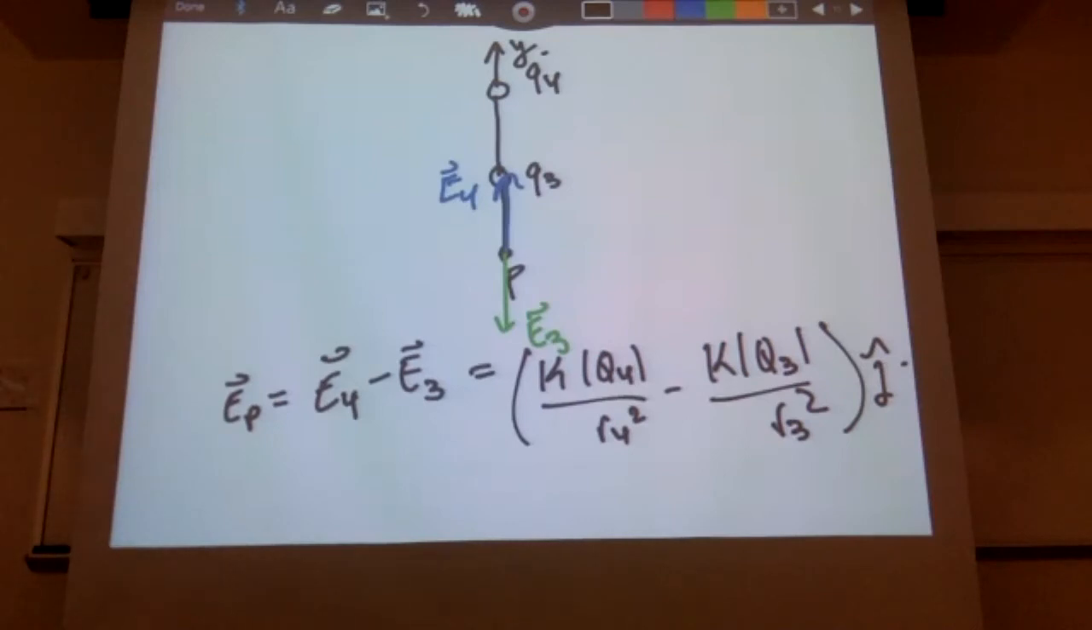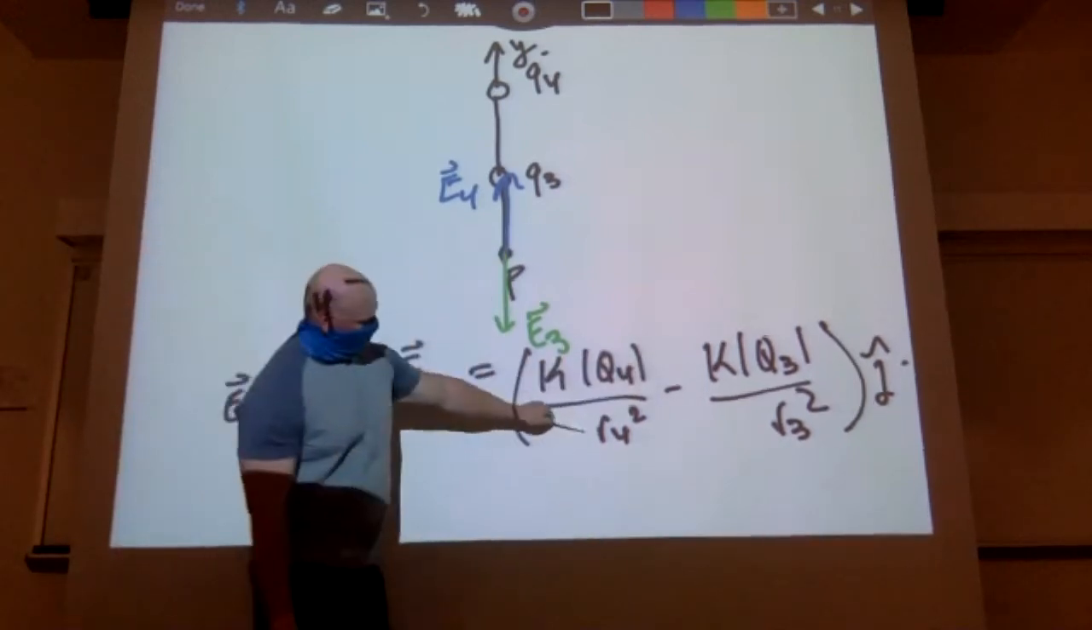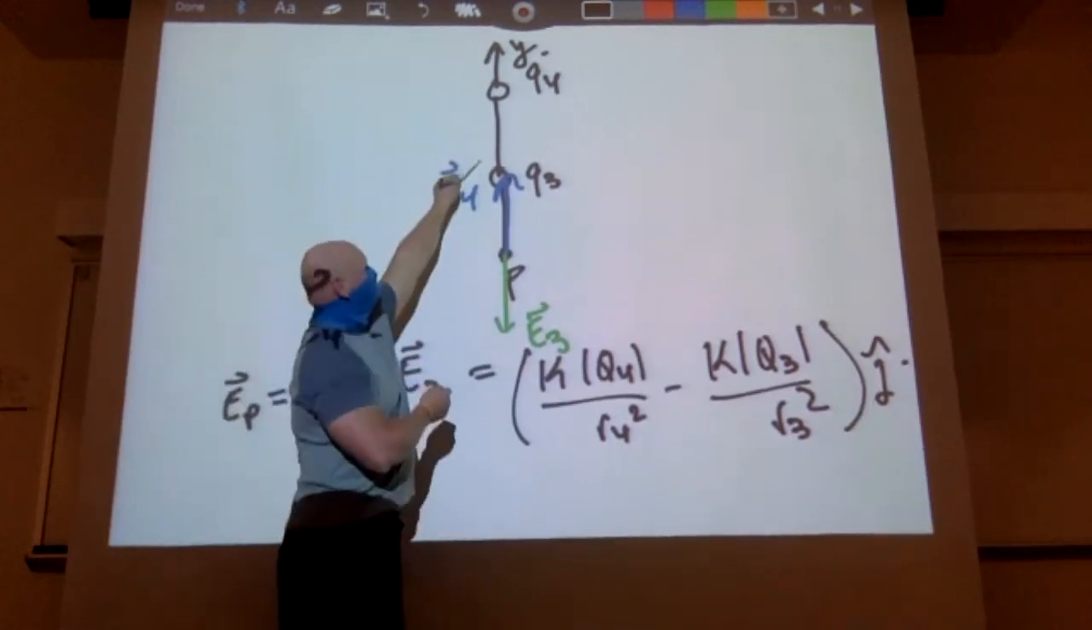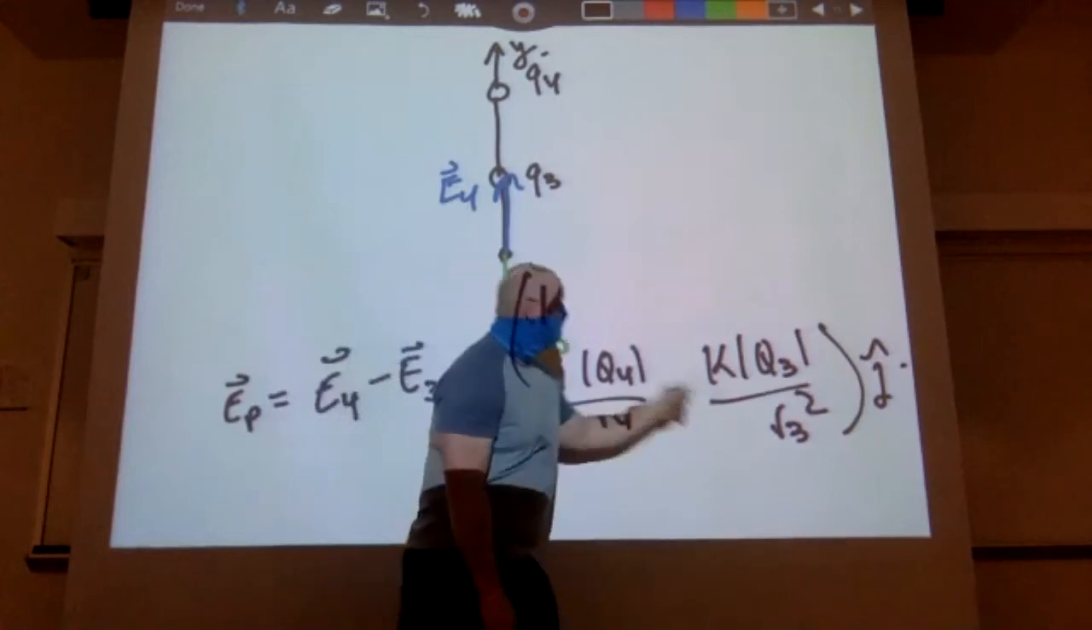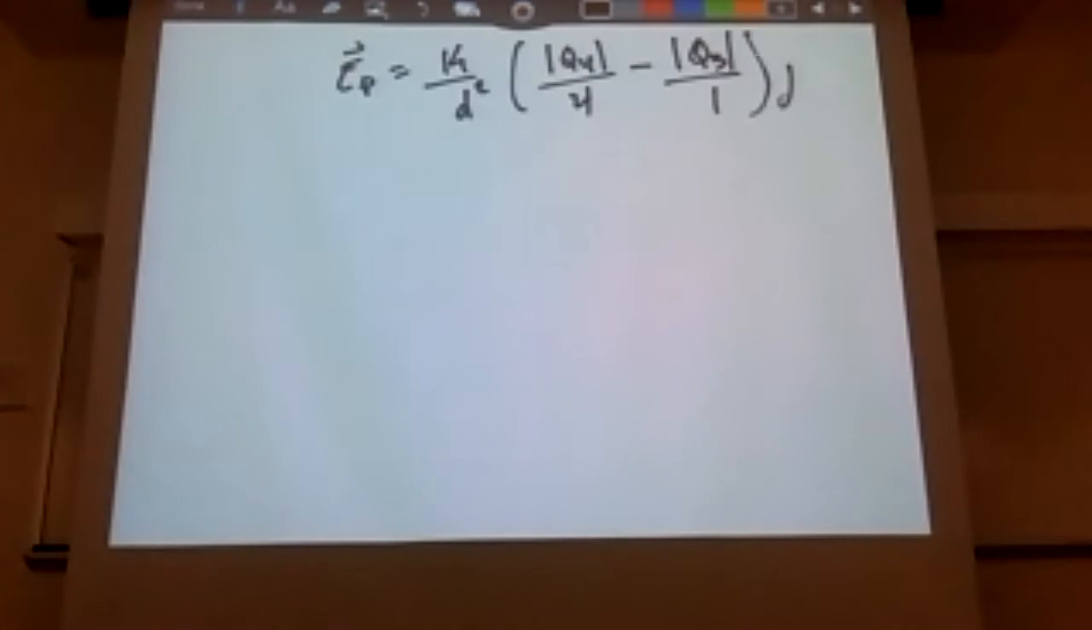Good. Now, the other thing I know is this K here is the same as this K, so I'm going to go ahead and factor that out. What I also know is that R4 here is simply 2 times D away, right? Because this is D, so that's 2D away, where R3 is simply then equal to D. Right? So let's factor all that out. So this is going to become E at P is going to be K divided by D squared times magnitude of Q4 divided by 4 minus magnitude of Q3 divided by 1, all in the j hat direction.